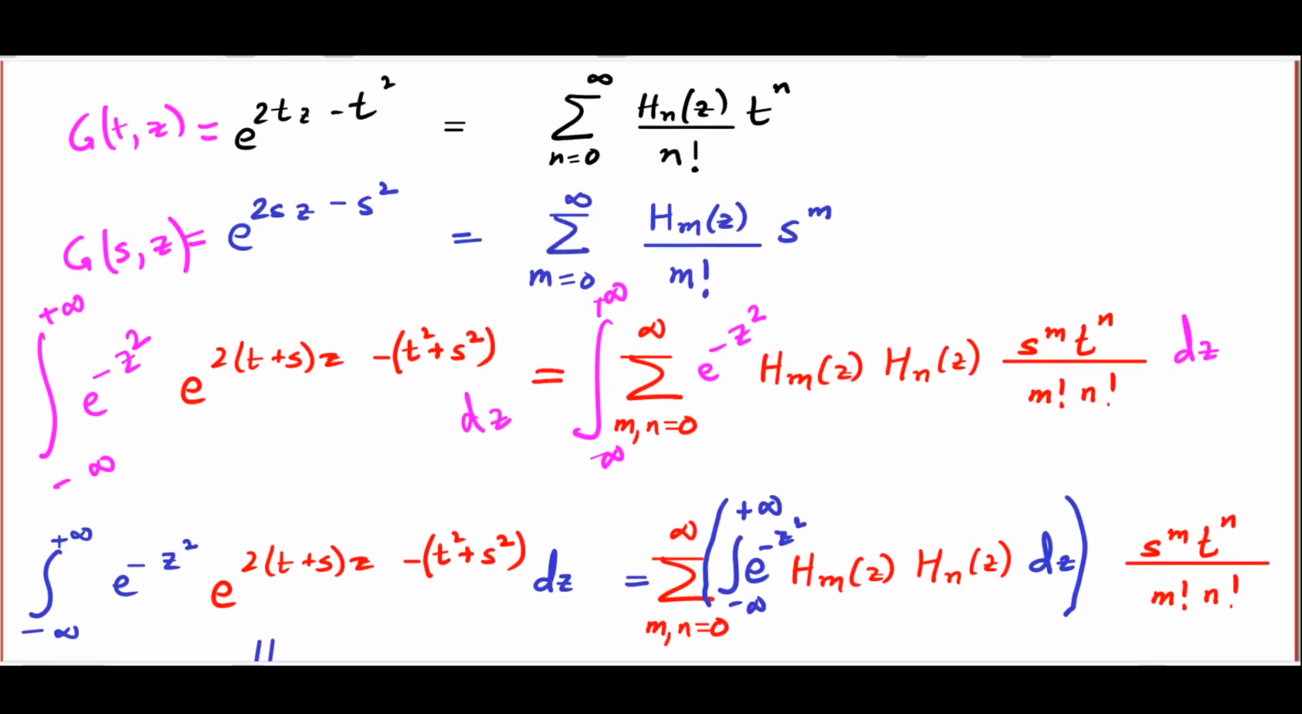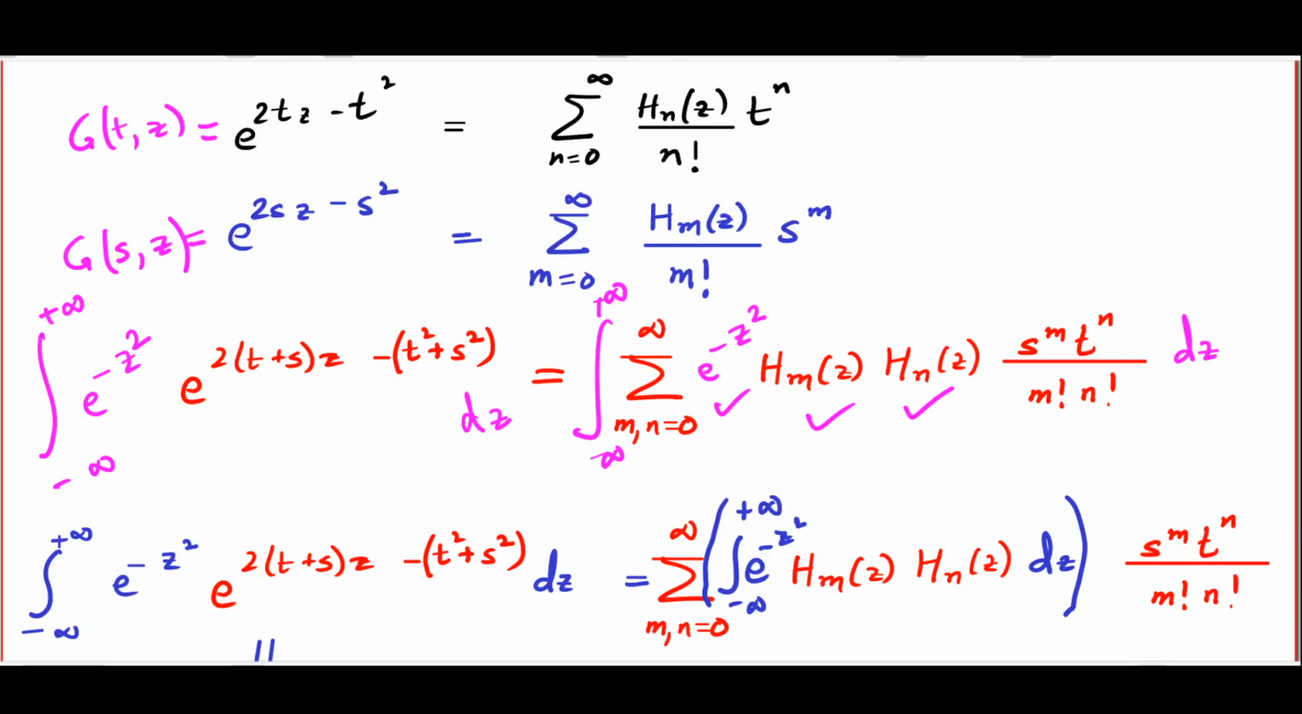So if you do this, the right hand side, of course, can simply be written down as a result of doing the integral first and then doing the sum. The integral is only over z, so the only z dependent terms are this one, H_m(z) H_n(z), and of course the measure dz. So this is the integral that you have to do, and then you have to multiply the result by s to the m t to the n by m factorial n factorial and sum up over all m and n.